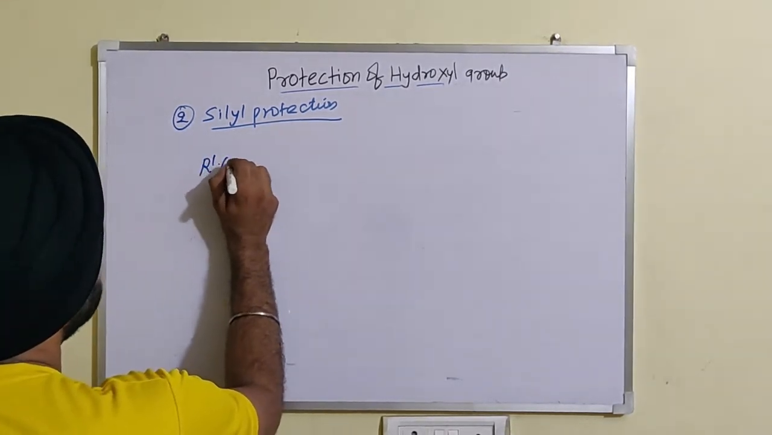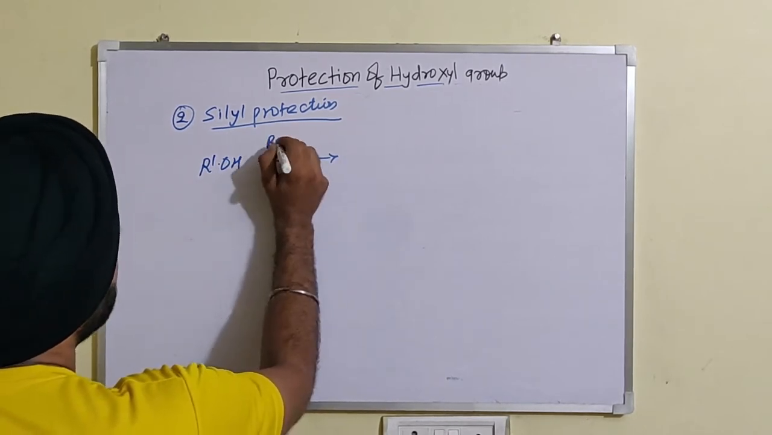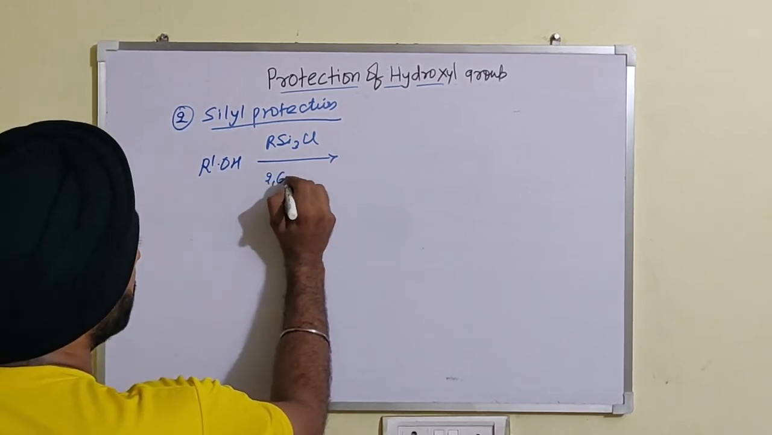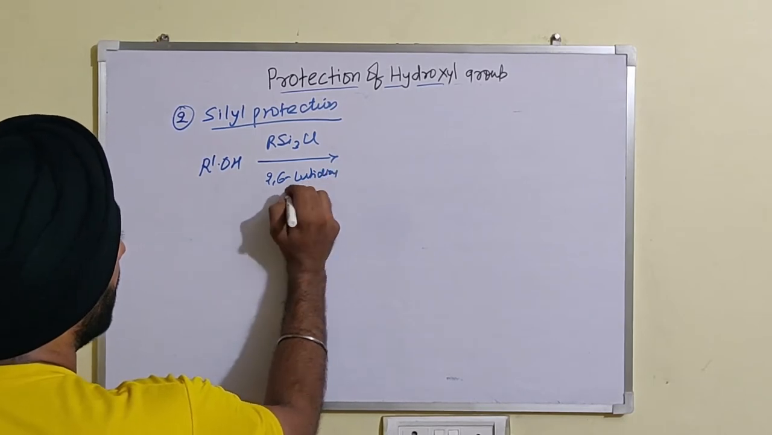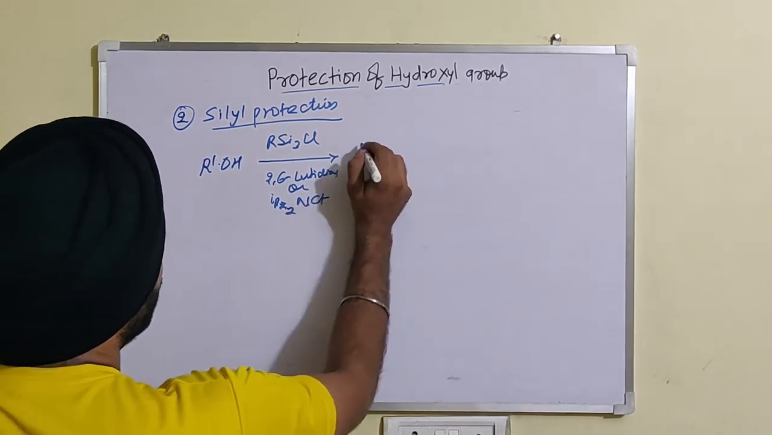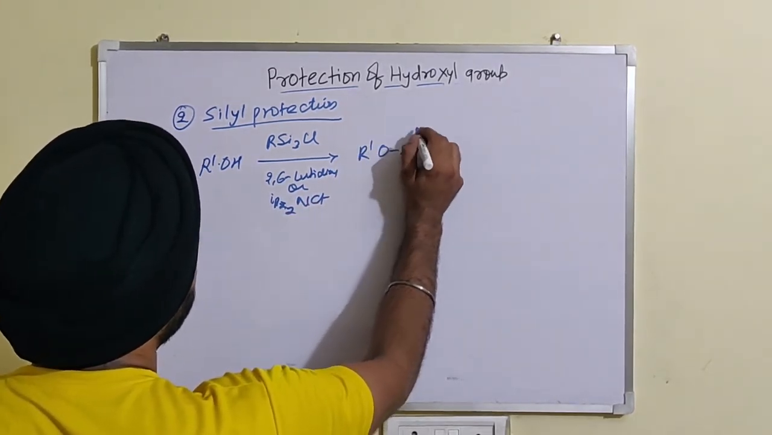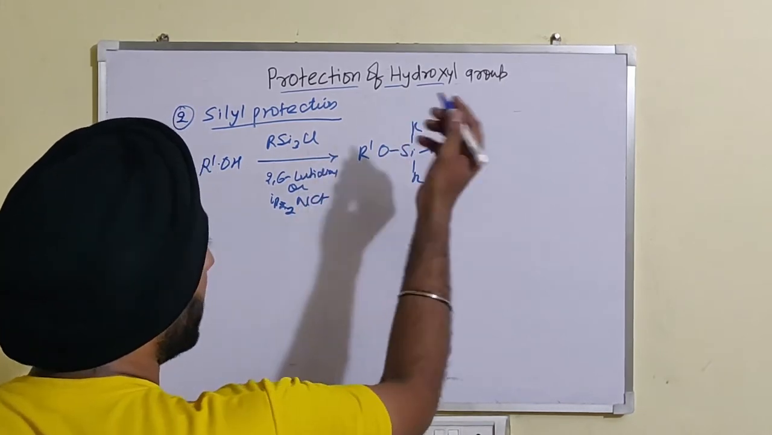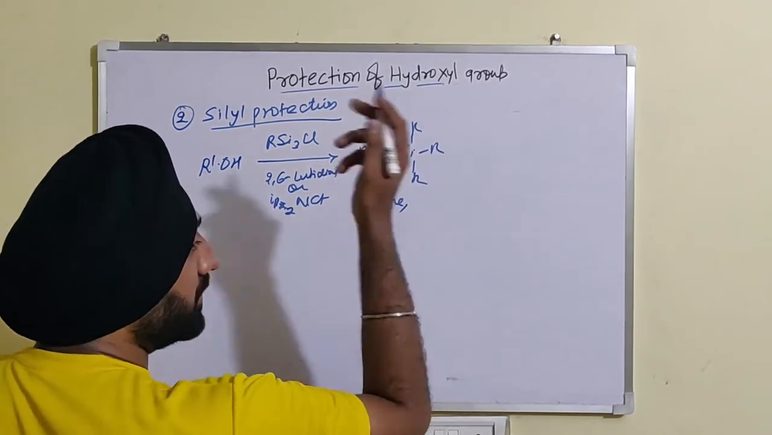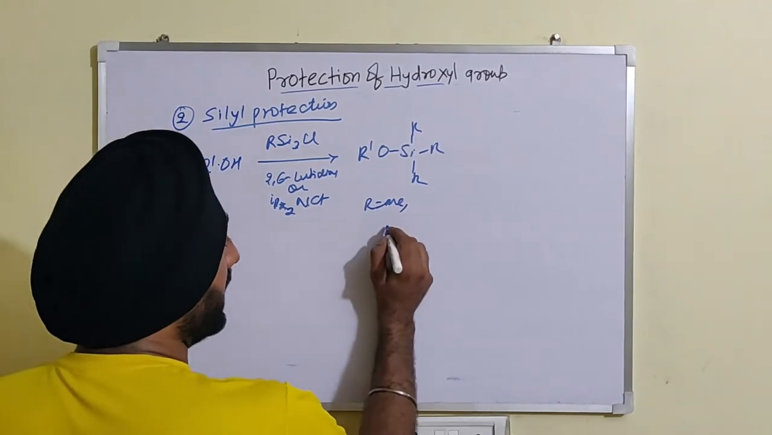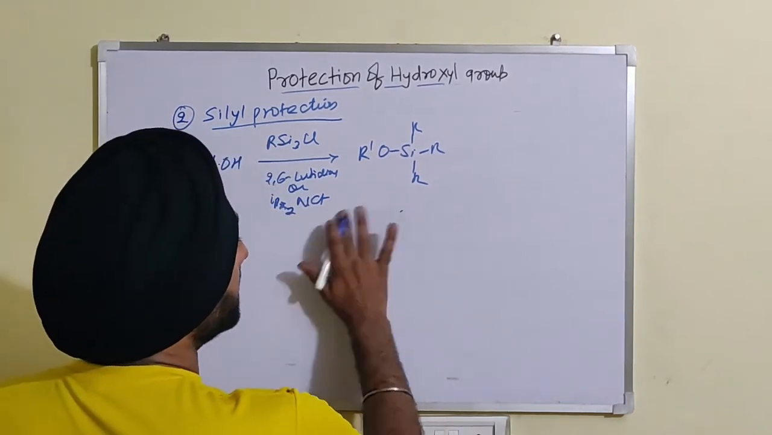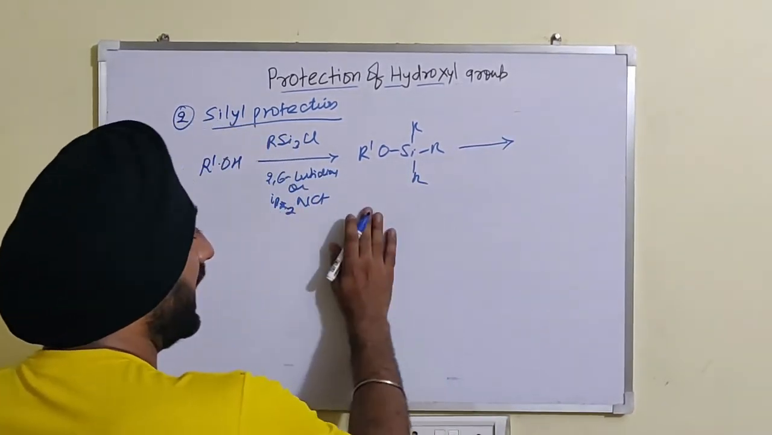We have an alcohol, we take R3SiCl, accordingly we choose the base, either it could be 2,6-lutidine or diisopropylethylamine. We form this R-O-SiRRR. Here R can be methyl, or it can be other groups. We are going to see, for the TBS, TMS, they are different, okay? So let's just not discuss that.